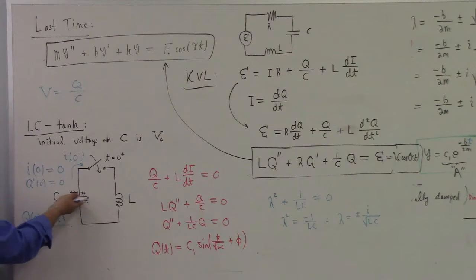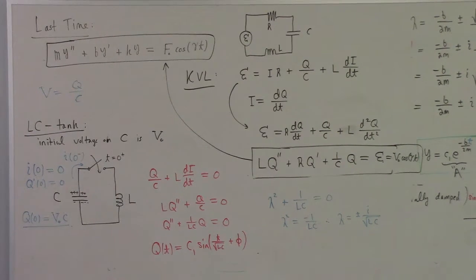Because the initial voltage is V naught, that means V naught times C is the amount of charge on the capacitor at time 0. And so there you go. Those are your initial conditions. Q prime of 0 is 0.